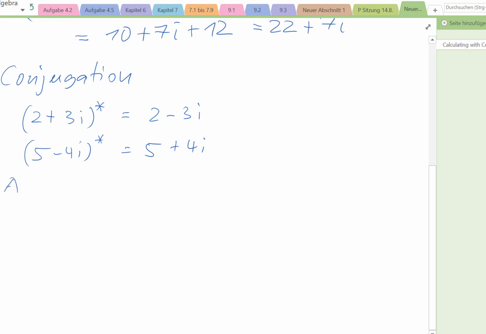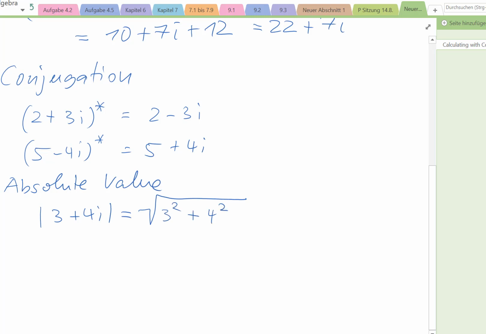The absolute value, for instance, of 3 plus 4i is the square root of 3 squared plus 4 squared. The square of the real part plus the square of the imaginary part. And no i. 3 squared is 9. And 4 squared is 16. 9 plus 16 is 25. And the square root of 25 is 5.